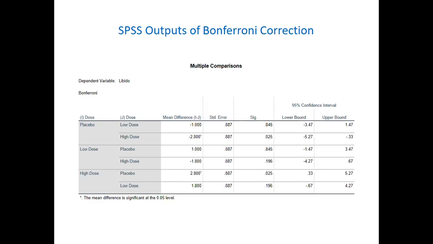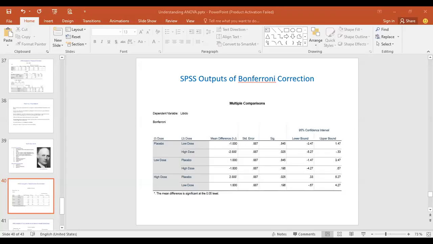We discovered that with ANOVA, the F is 5.119 and the p-value is 0.025, which is significant. So we want to know where this significance lies. We now use this method, which is Bonferroni. So we use Bonferroni, and this is the result we have.